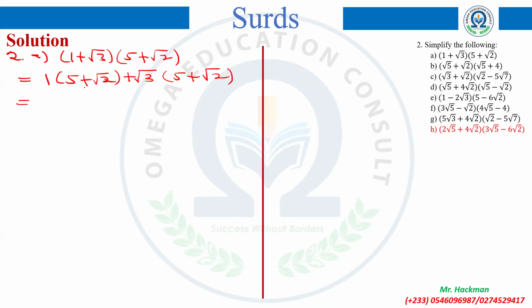So I'm going to get 1 times 5, which is 5. Then 1 times root of 2, which is root of 2. Then plus root of 3 times 5, and that will give us 5 root of 3. Then root of 3 times root of 2, and that will give us plus root of 6, because the coefficients 1 times 1 multiply, then the radicals multiply. After this, do we have any like terms to combine after expansion? Can you see any like terms?